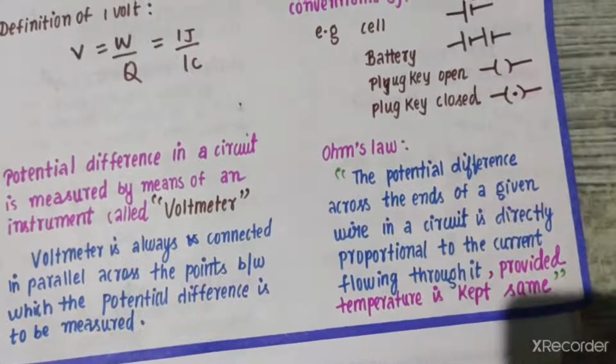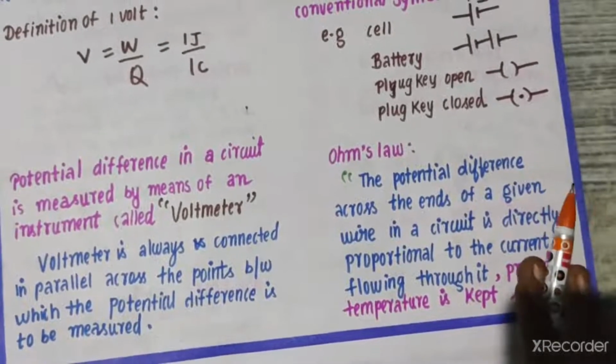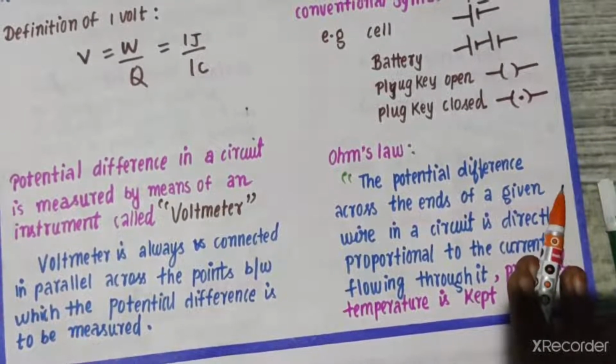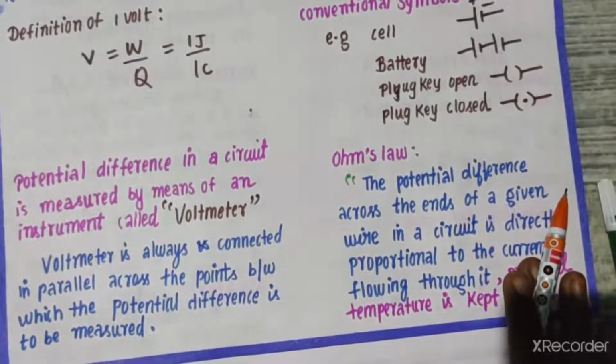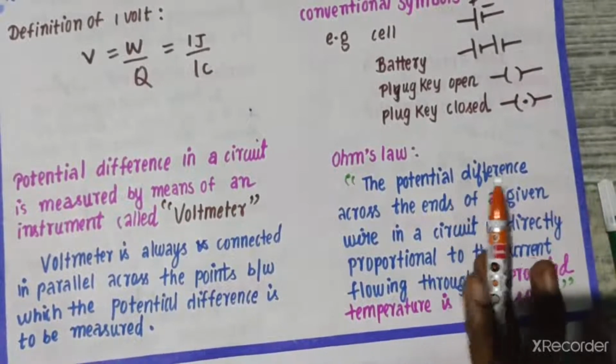Now the meaning of this statement is that potential difference is directly proportional to current. If potential difference increases, the current flowing through the circuit will also increase. If potential difference decreases, the current flowing through the circuit will also decrease. That is what Ohm's law is. Potential difference is also known as voltage.